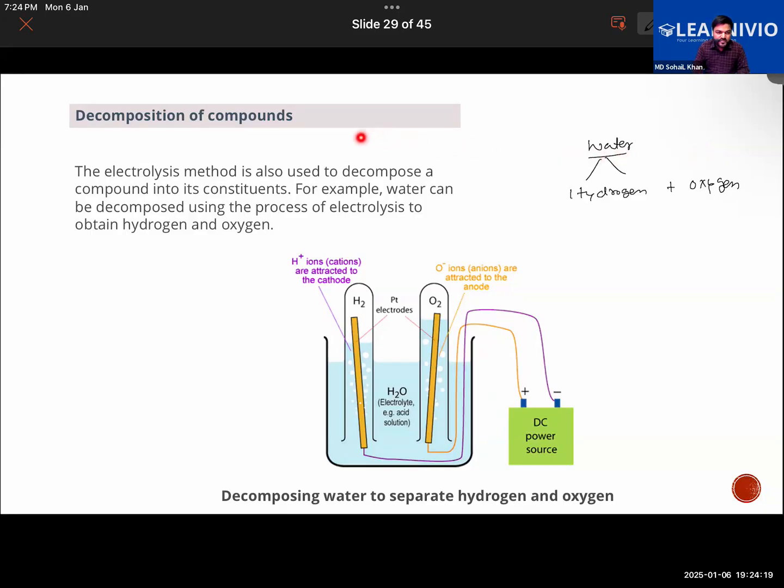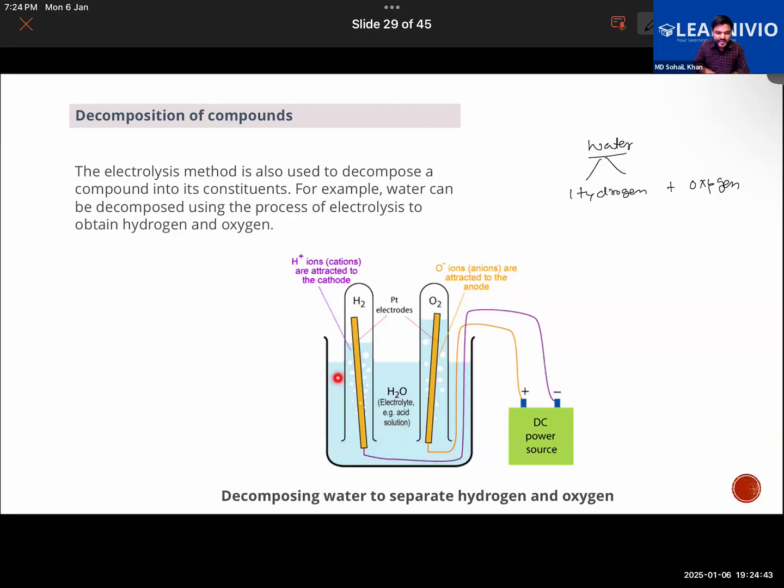So decomposition of a compound basically refers to the breakdown of a compound into its components. Like, I can break water into hydrogen and oxygen and use it as fuel. I cannot use impure water here; something must be added to the water. Like, I have taken acidic water. I can add sulfuric acid to it, or some other acid.